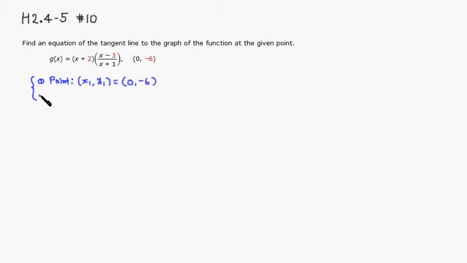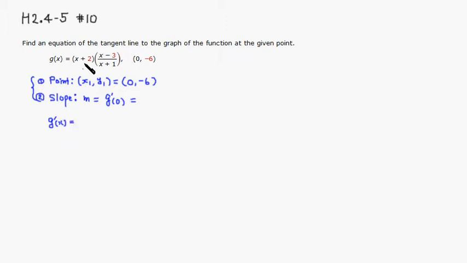Second piece of information is the slope, m. This can be found by taking a derivative of the function, so g prime, then plugging in the x1 value. So let's do that. First we have to take the derivative, so let's find g prime of x.